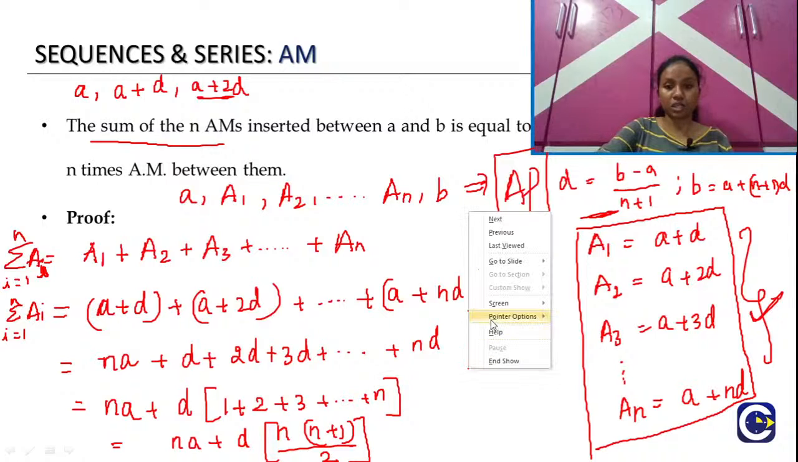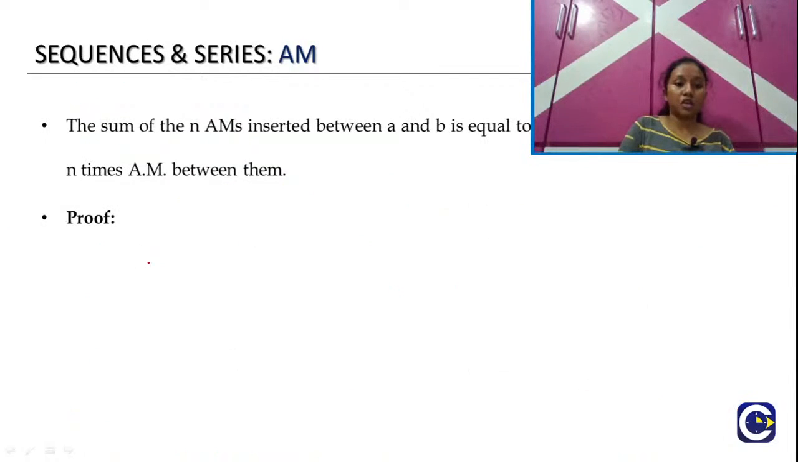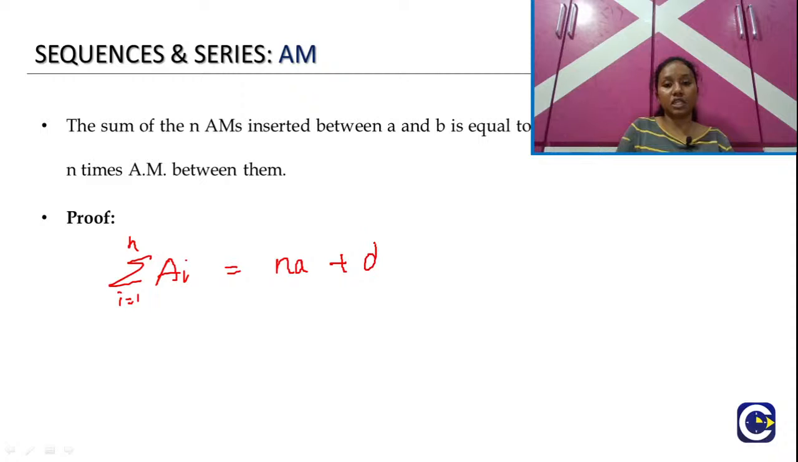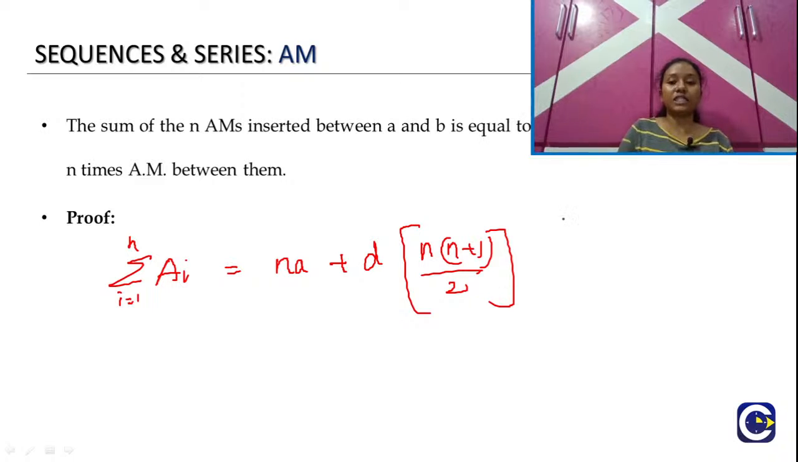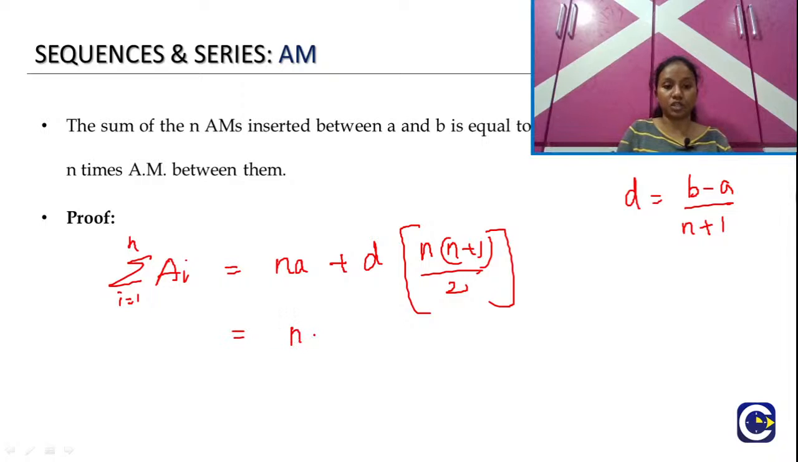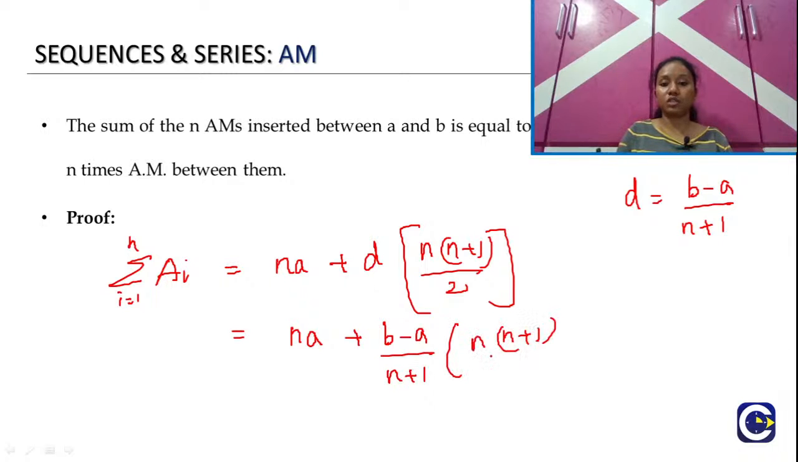I'm just erasing this part. Okay. So far we have sigma AI, where I is from 1 to n, equal to NA plus D into n plus 1 by 2. And we have already determined for this progression that D is equal to B minus A by n plus 1. So now we are going to use this common difference formula and substitute in this equation. So NA plus B minus A by n plus 1 into n plus 1 divided by 2.